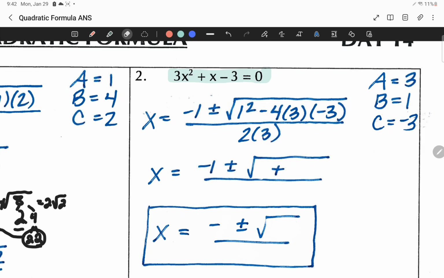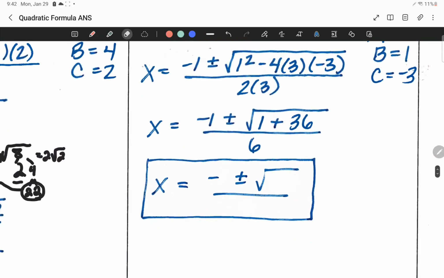On the outside, it stays the same. On the inside, we have 1 times 1, which is 1. And then we're going to have 4 times 3, which is 12. 12 times 3 is going to be 36, right? And it's going to be a positive because of the -4 and the -3. 2 negatives make a positive, so that's 36. Now on the bottom we have 2 times 3, which in this case is 6.